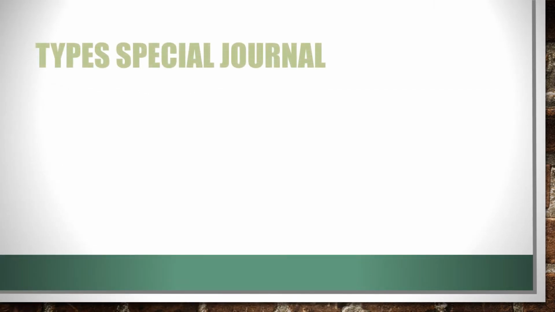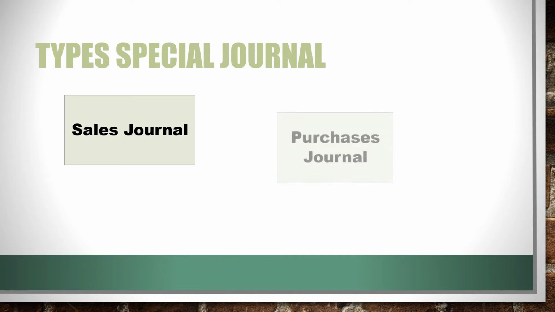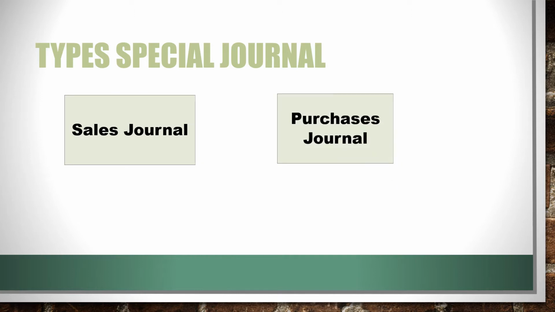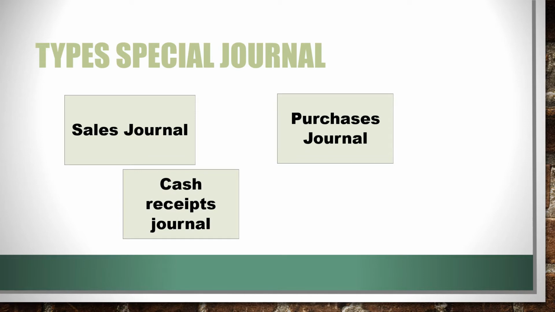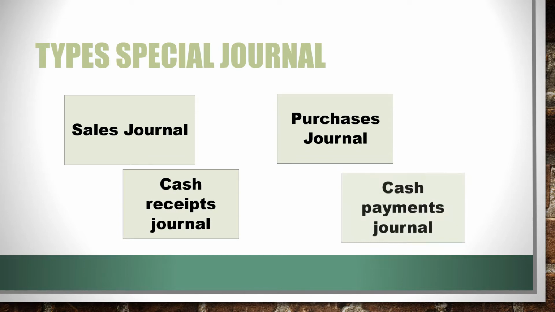Companies use special journals to record similar types of transactions. There are 4 types of special journals. 1. Sales journal. 2. Purchases journal. 3. Cash receipts journal. 4. Cash payments journal.